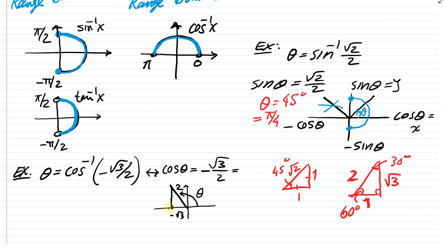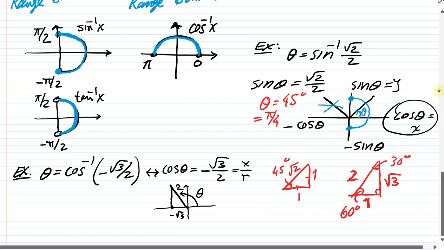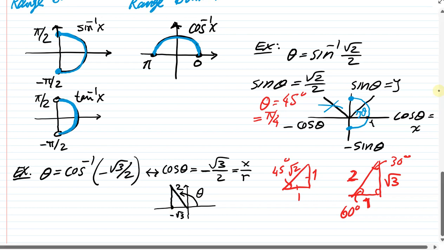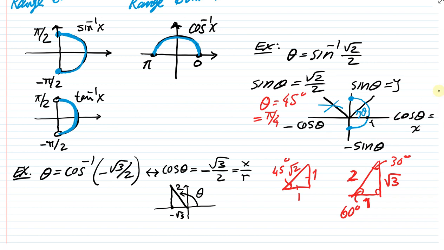the ratio of x to r. This is for circles that are not necessarily the unit circle. If it's a unit circle, then cosine theta is just x. But if it's not a unit circle, then it's not. I'll just put 1 here so you know that this one is a unit circle, and this would be 1.